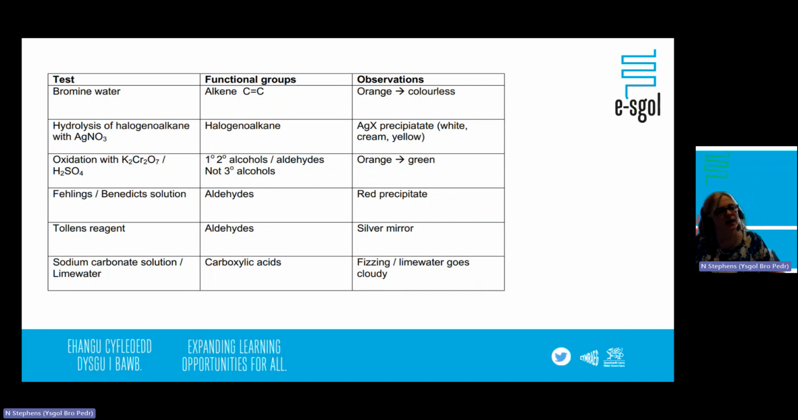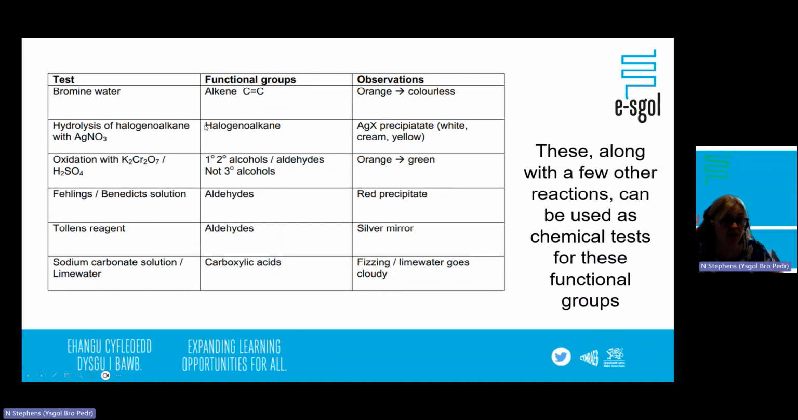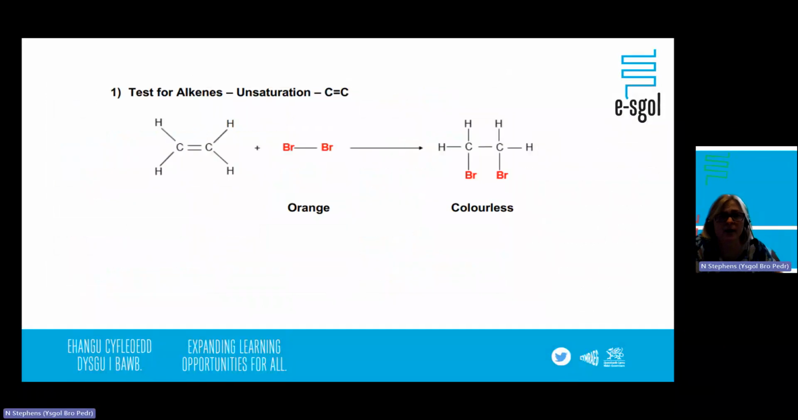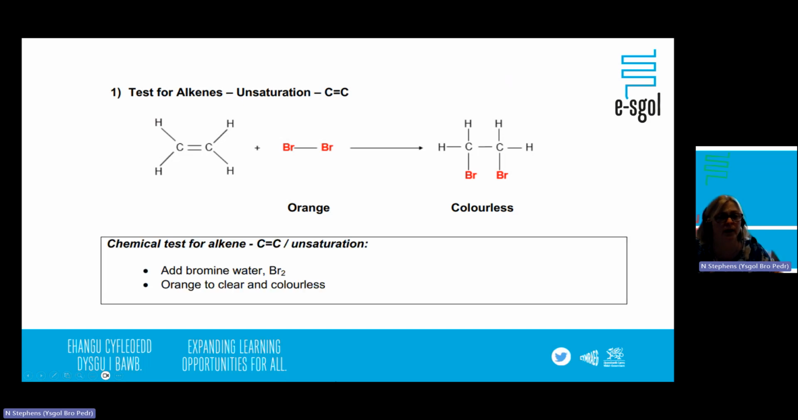All of these tests, I won't go through every single one of them, but please be aware there are a few other reactions as well that can be used as chemical tests for these functional groups. But knowing a test for each functional group or each family that you've come across is pretty sensible, I would say. So as I said there, the test for the alkenes, or tests for unsaturation, of course, is the use of bromine water. And that results in the orange colour becoming decolorized. Okay, so chemical test for an alkene, simply add that bromine water and the orange goes to clear, colourless.